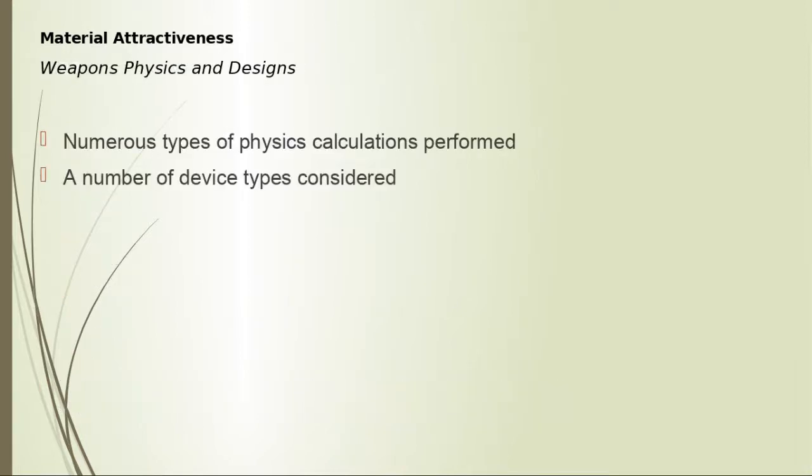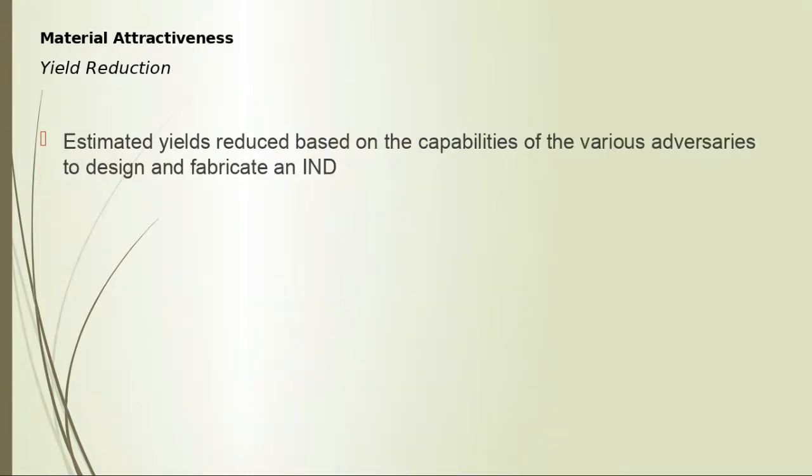Then we had to look at the weapons physics and designs. There were numerous types of physics calculations performed, and a number of different device types were considered. And then we looked at yield reduction. One of the things you have to be careful of is you don't assume that just because somebody builds an improvised nuclear device, it will actually detonate and produce the yield that it was designed for. So we developed a yield reduction model that reduced the yield based on an adversary's actual capabilities.